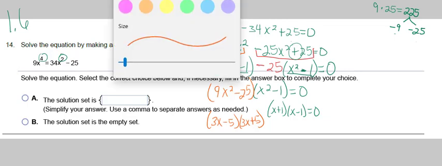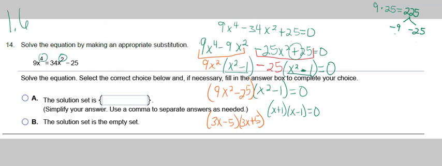So I need to set each of those equal to 0. So let's do the easiest ones first. We'll get x equals 1, x equals negative 1, and then this is going to come out to negative 5/3 and positive 5/3. Move the 5 and divide by 3. So you have 4 separate answers on that one that need to be listed.